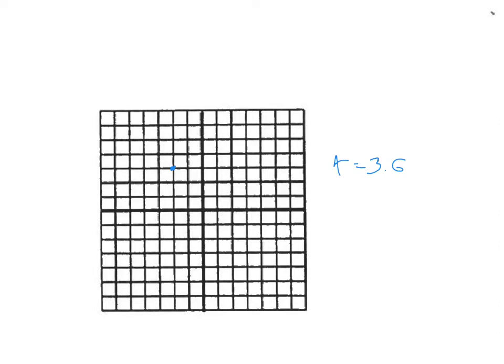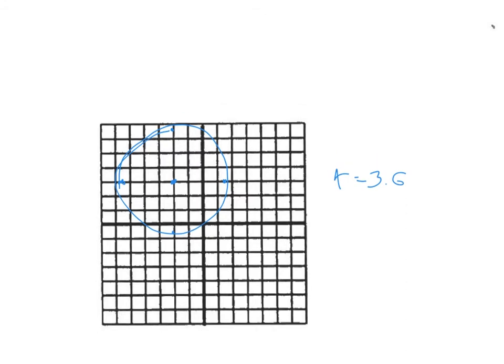1, 2, 3.6. I want to go to the right. 1, 2, 3, 3.6 is right about here. I go down. 1, 2, 3.6 is right about here. To the left, 1, 2, 3.6 is right about there. All right, connect it. And that's about as good as I can do. All right, that's the easy part. That's the graph. Let's get to the harder part.